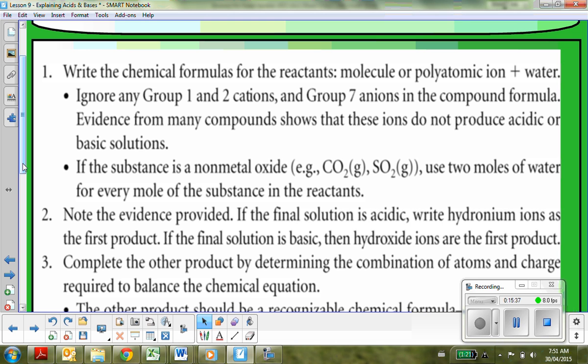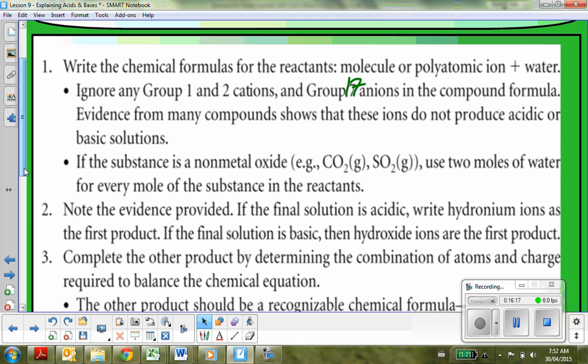Now, what actually needs to be done even before you start that is you need to make sure that you ionize or dissociate a chemical if it has any group 1, group 2, and this is actually a mistake in your textbook. That should be 17, not 7. Or group 17 anions in the compound formula. Evidence from many compounds shows that. So for example, if you had sodium hydroxide, sodium comes from group 1. Group 1 ions have actually been found to not contribute to acidic or basic properties. So we're going to ionize or dissociate anything that has a group 1, 2, or 17 ion in the formula because we know that doesn't contribute to acidic or basic properties.